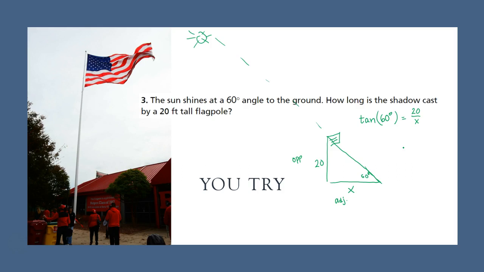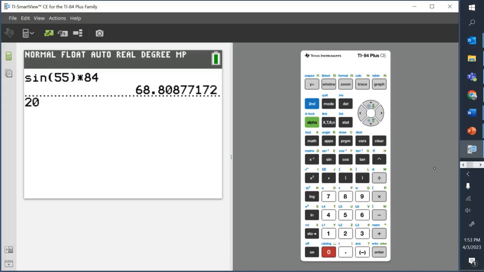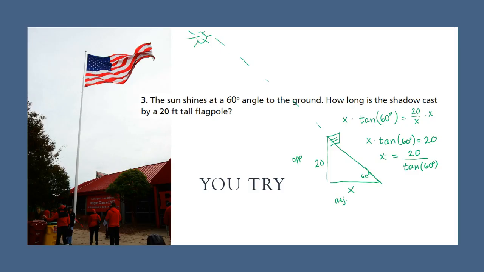Now, if I want to solve for x, unfortunately, x is on the bottom, so I can fix that by multiplying both sides of everything by x. And then I want to solve for x, so I need to get rid of this tangent of 60, so I'm going to divide both sides of the equation by tangent of 60. And then I'm going to grab my calculator and figure out what that is. So it's 20 divided by tangent of 60. And that looks like it's 11.5. So the shadow is 11.5 feet.